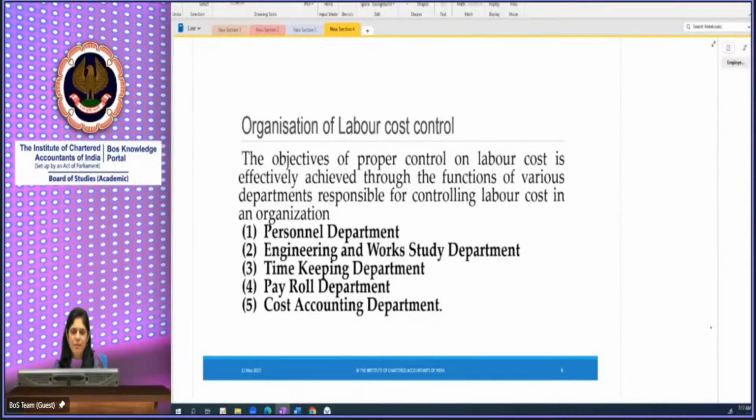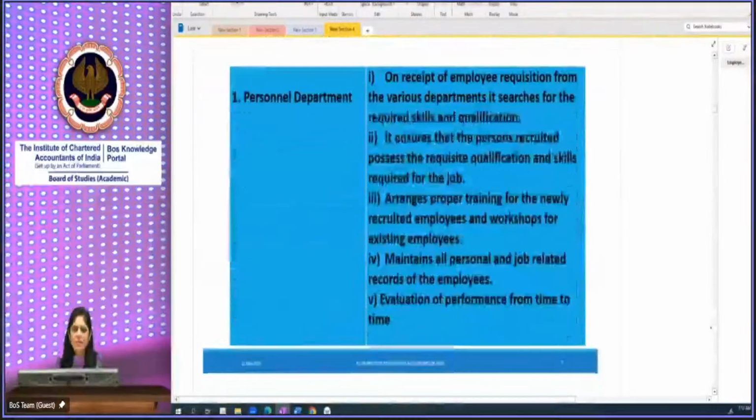So that is all about timekeeping. Payroll department means the department which makes the salary, which computes the salary, which calculates the salary. That is the payroll department. All right. Cost accounting department is a department which pays the salary to the employees after deducting many things. So let us understand in a little detail.